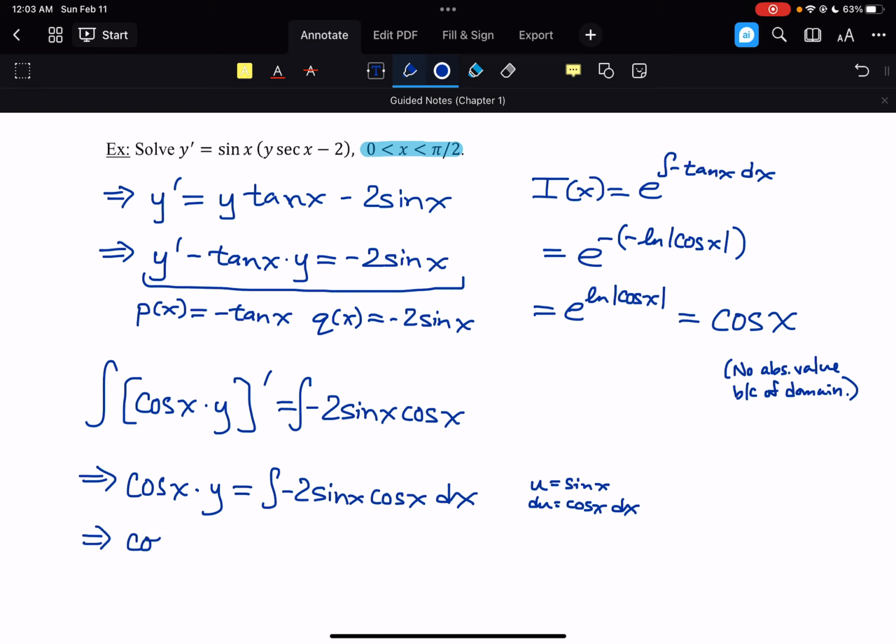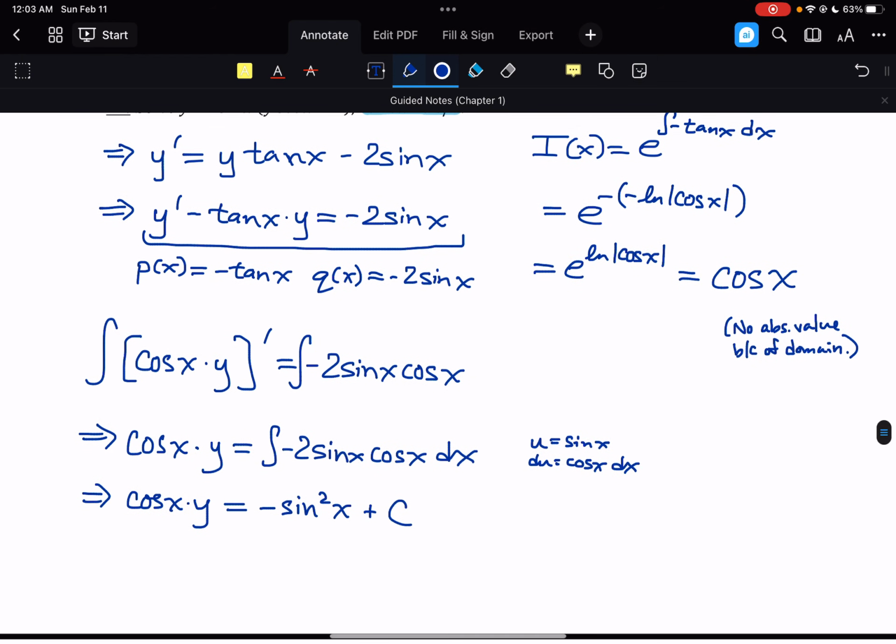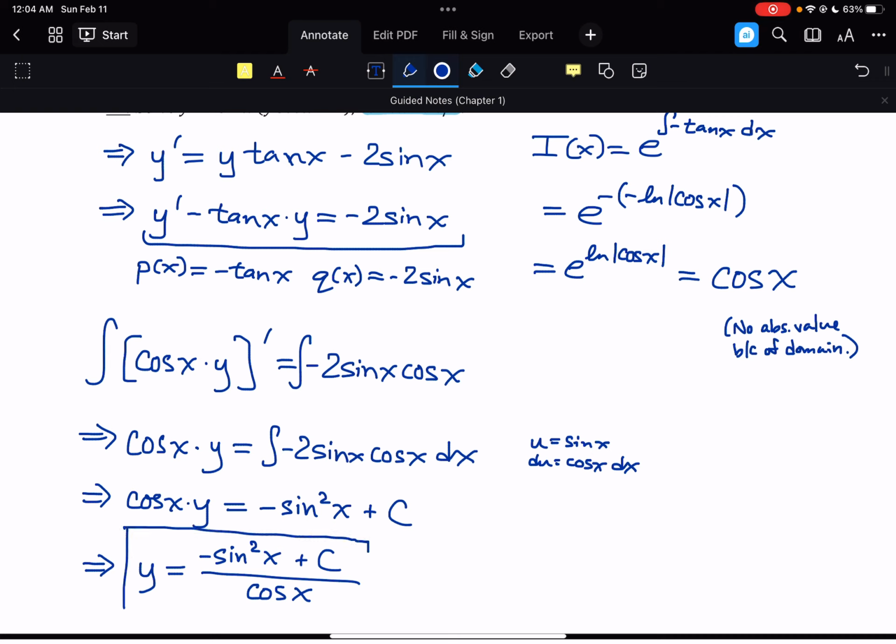So we have cosine of x times y equals negative sine squared of x plus c. And then we just need to isolate the y by dividing by cosine. So we get y equals negative sine squared x plus c all over cosine of x. And that would be our general solution to the differential equation.